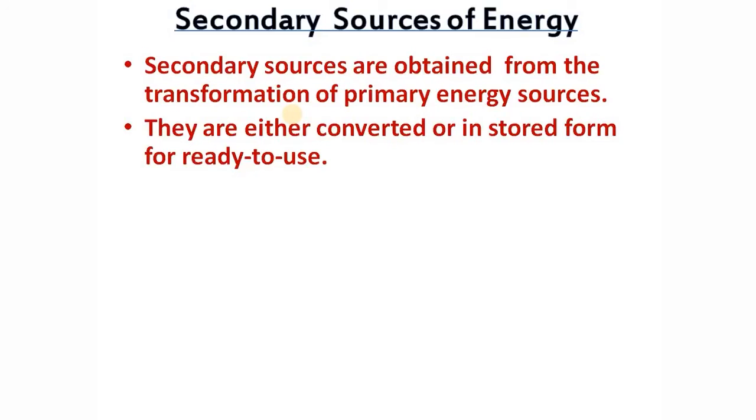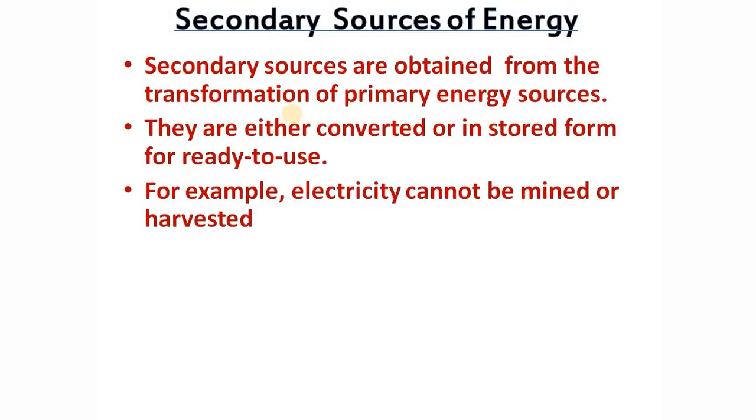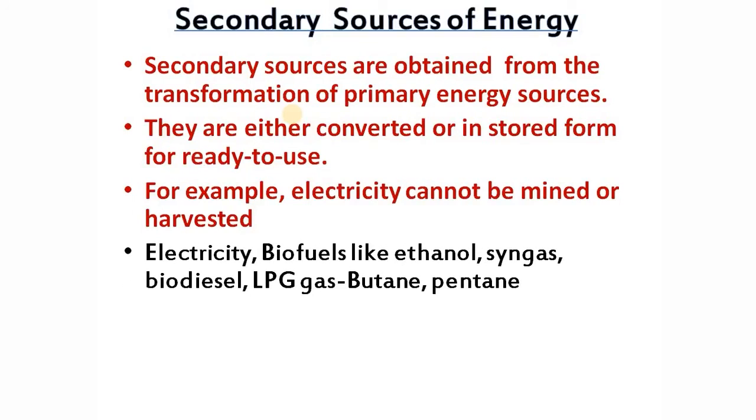So what we said is that secondary sources are something which are obtained after doing some processing or some transformation on primary sources. Examples are quoted here. Electricity is an example of a secondary source, which is not obtained by mining or harvesting. Secondary sources can be easily stored as compared to primary sources. Electricity you can easily store in different devices, and whenever you need it, you can get it.